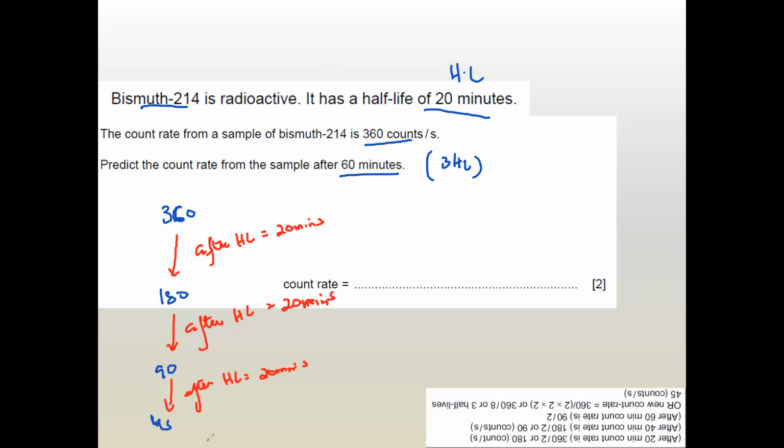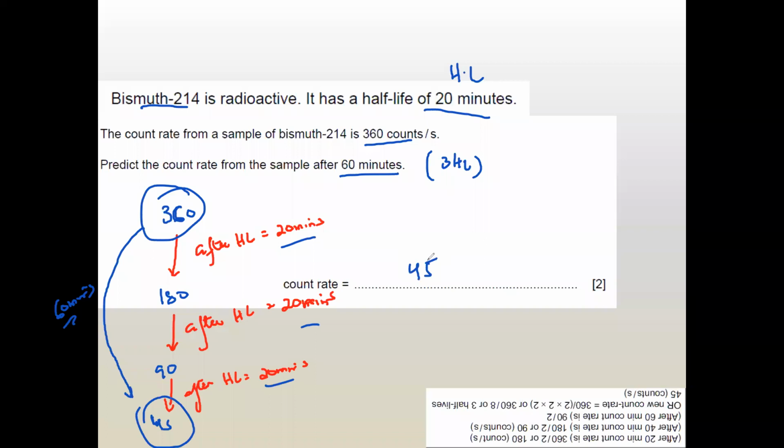So how many half-lives have passed? 3 half-lives passed. And what is the total interval when 360 changed to 45? The total duration will be 60 minutes, because 20 plus 20 plus 20. So after 3 half-lives or after 60 minutes, the original sample was giving out 360 radiations per second, but now it will only give 45 counts per second.